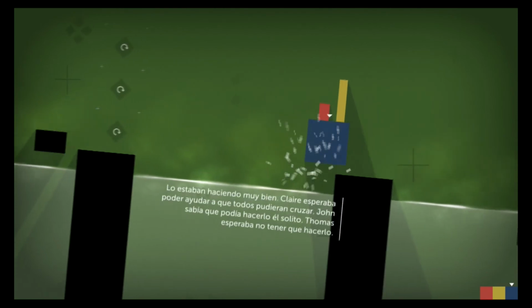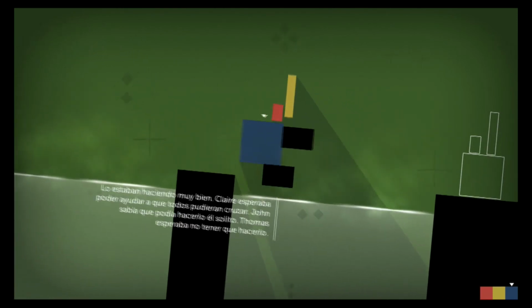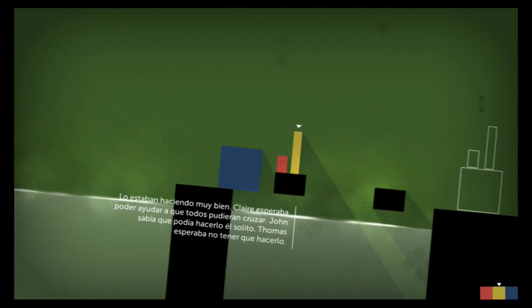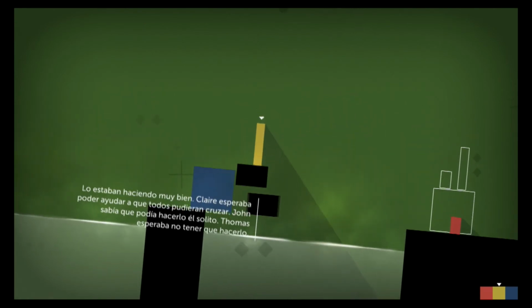They were doing really well. Claire hoped she could get them all across. John was fully aware he could do this alone. Thomas hoped he'd never have to.